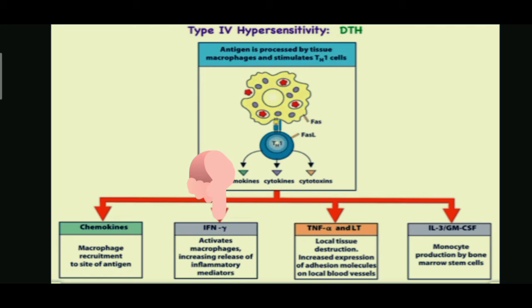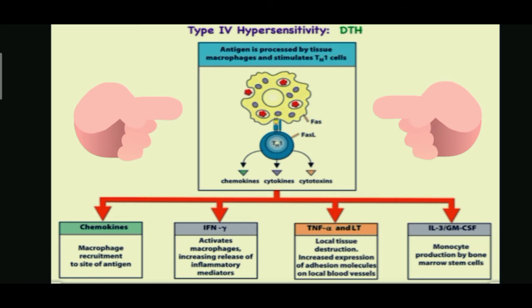Interferon gamma activates macrophages and increases the release of inflammatory mediators. TNF alpha causes local tissue destruction and increases expression of adhesion molecules on local blood vessels. And interleukin 3 stimulates monocyte production by bone marrow stem cells. So commonly we say that the antigen is presented by tissue macrophages and stimulates T helper 1 cells, and then the mechanism involved is as I have discussed.